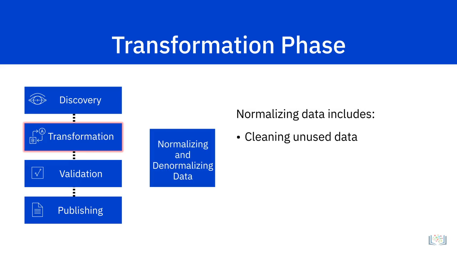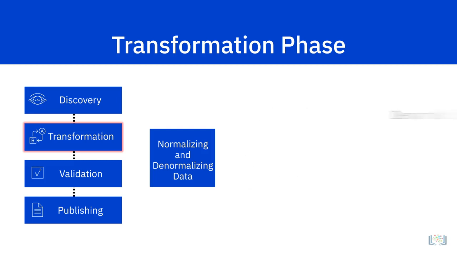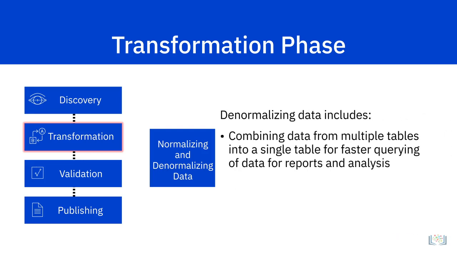Normalization focuses on cleaning the database of unused data and reducing redundancy and inconsistency. Data coming from transactional systems, for example, where a number of insert, update, and delete operations are performed on an ongoing basis, are highly normalized. Denormalization is used to combine data from multiple tables into a single table so that it can be queried faster. For example, normalized data coming from transactional systems is typically denormalized before running queries for reporting and analysis.